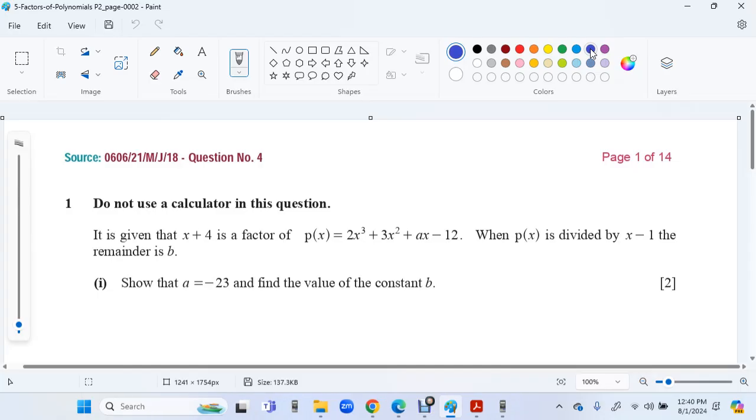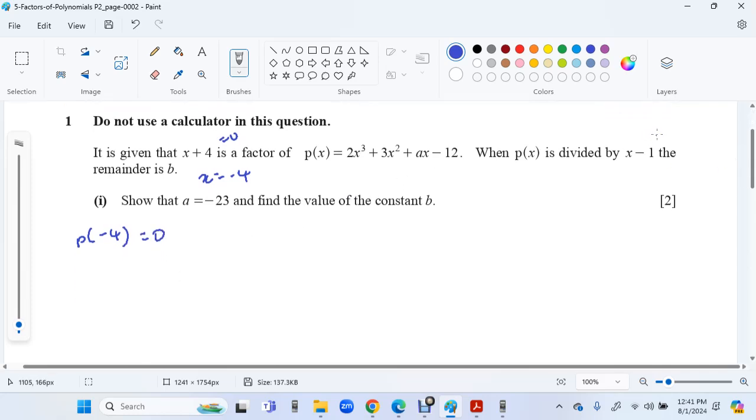It is given that x plus 2 is a factor, so x equals -4. So p of -4 equals 0. And then divide by this, so x equals 1. So p of 1 is b.